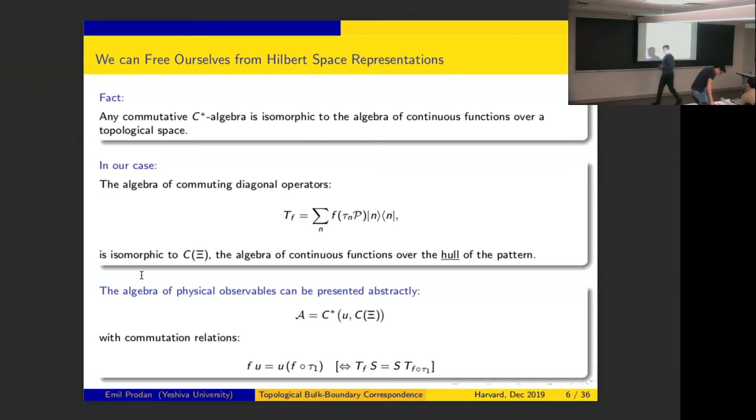So then there is a commutation relation over there. What is it? If I take a function from here, and a u here, and I put the function first and u second, it's the same as putting u first and the function second, but the function gets composed with the tau. So that was the mapping which comes from the hull. So that's the algebra.